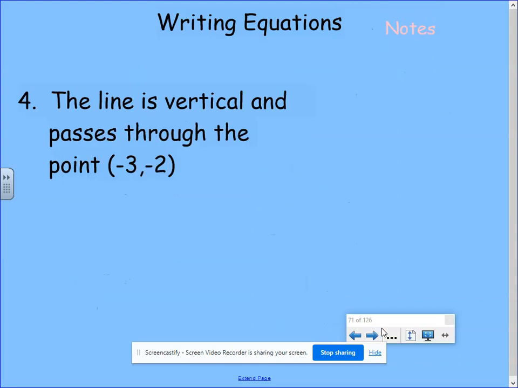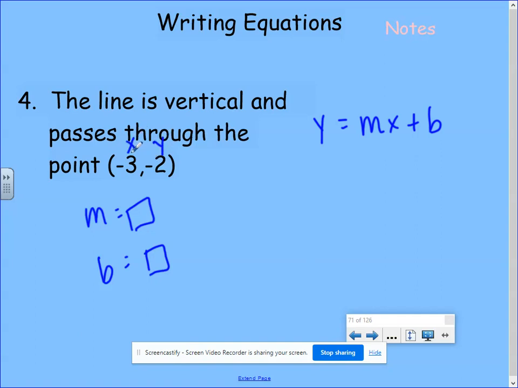All right, number 4: the line is vertical and passes through the point -3, -2. Well, we are determined to win this game. And to win the game, we have to write it in y equals mx plus b. Oh no, they don't give us anything except that they tell us that the x is -3, the y is -2, and that it has a vertical line.